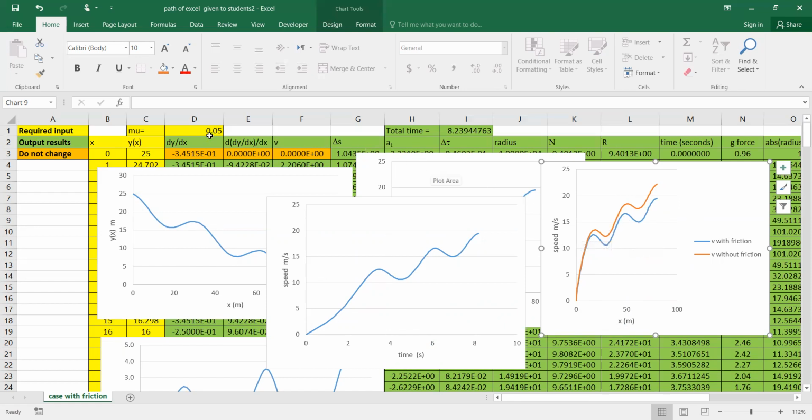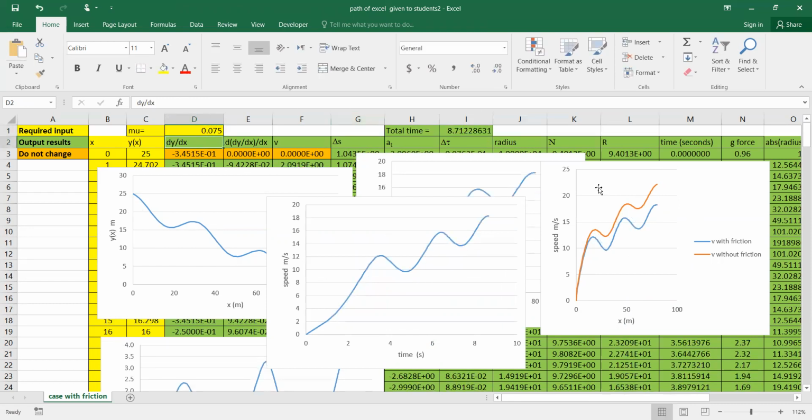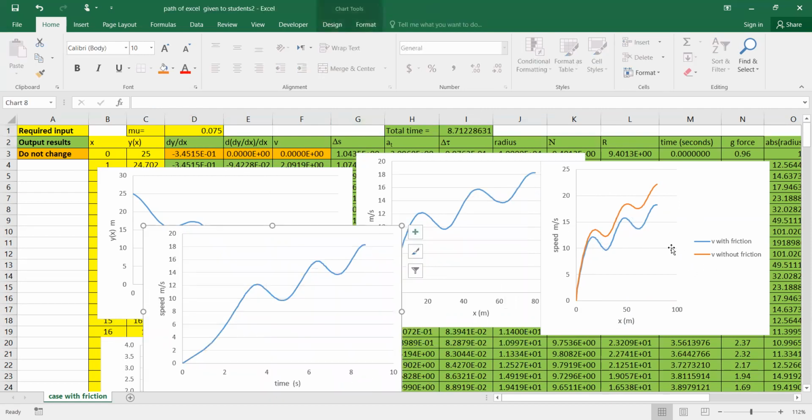Now, based on this, you see we have here the friction factor, the kinetic friction factor, and this is the total air time. If you increase this, make it like 7.5, what will happen here? It is showing that the speed with the effect of the friction will become less. And the total air time will be increased.